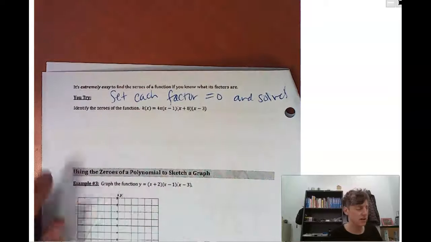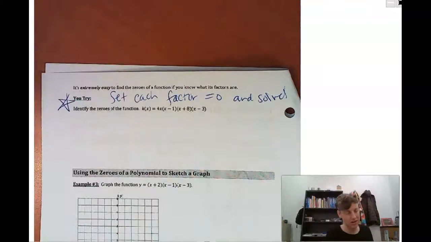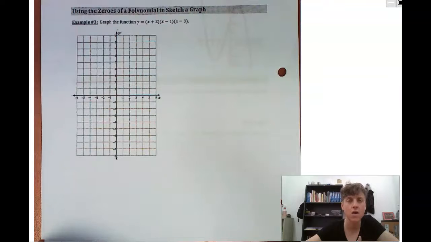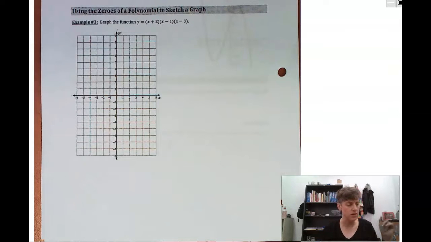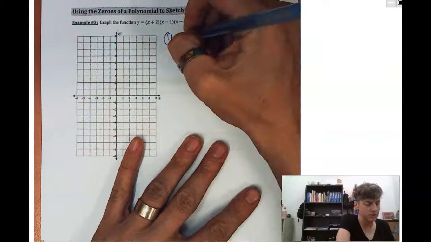This is so easy, in fact, that you're going to do the next one with your big brain. Right now, let's talk about using the zeros of a polynomial to sketch a graph. We're going to graph this function, y equals (x plus 2)(x minus 1)(x minus 3). First, let's find the x-intercepts.